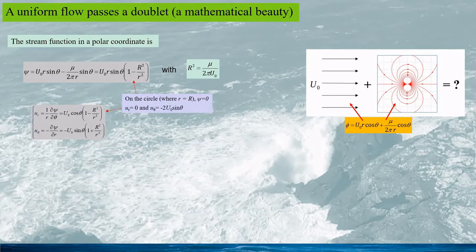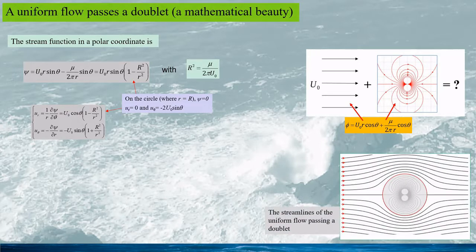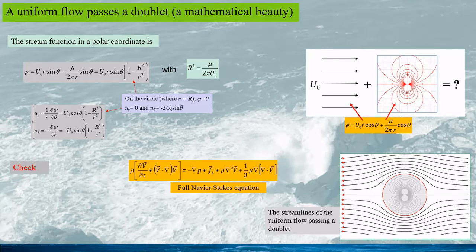If we calculate the radial velocity component and the tangential velocity component, we can see that on the circle the radial velocity component is 0. So if we draw the streamline of the flow, we can see the circle. The red line here separates the uniform flow and the flow from the doublet. We can also check the last two terms in the Navier-Stokes equation are 0, since these equations are 0.